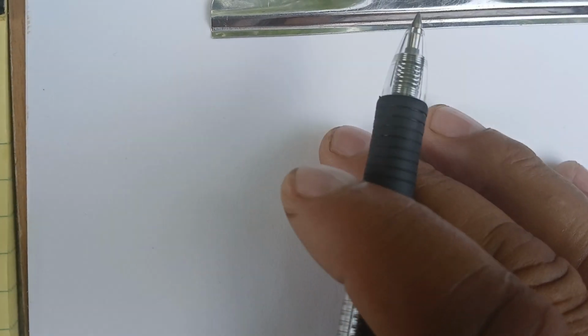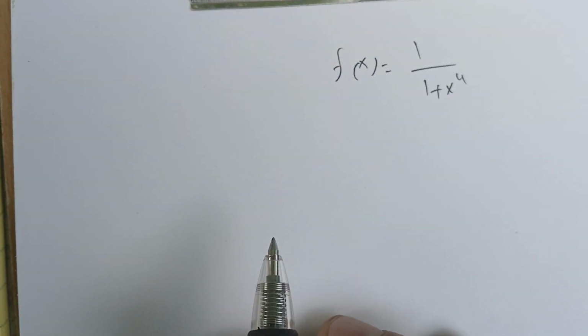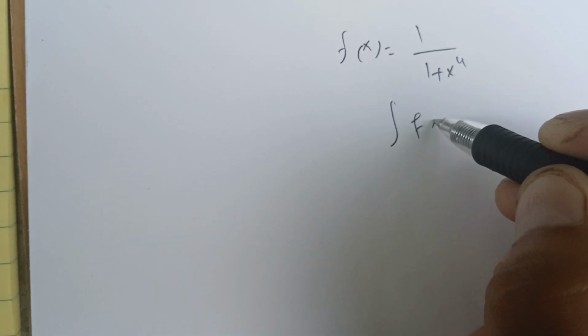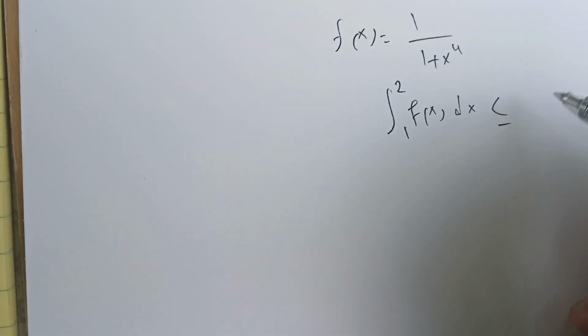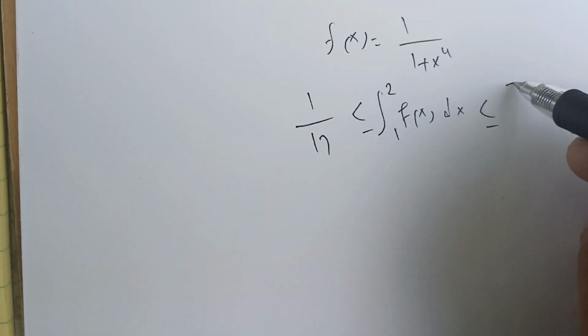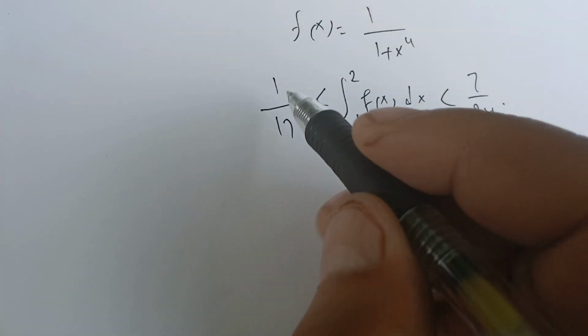In this video, we're going to try to find upper bounds for an integral. Let's consider the following function. F of x is 1 over 1 plus x to the power 4. And when we integrate f of x dx between 1 and 2, we have to prove that it's bigger than 1 over 17 and less than 7 over 24. The question is, how can we do that?